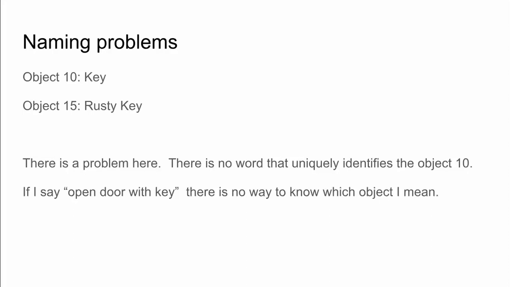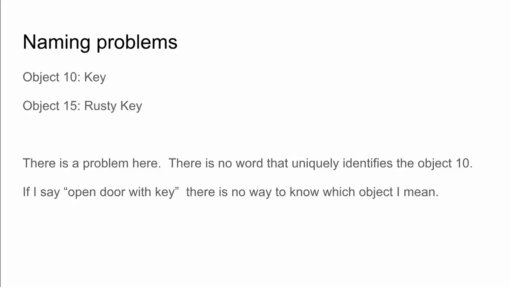99% of the problems with disambiguation happen with doors and keys. Here's a scenario. There's a key and a rusty key in this game. So there's 2 doors and there's 2 keys. One is named key, the other is named rusty key. Well, we've got a big problem here.